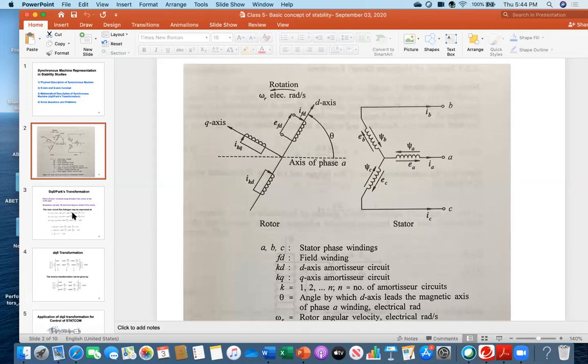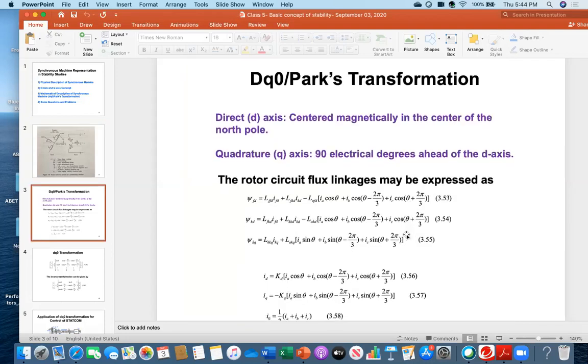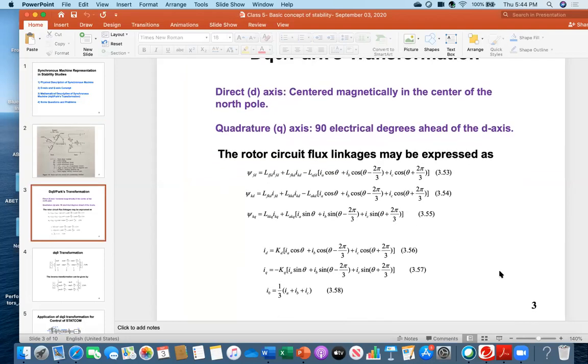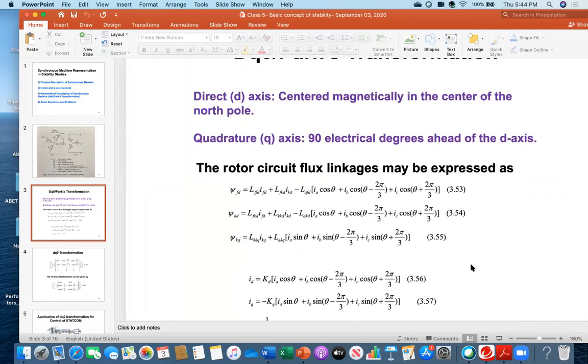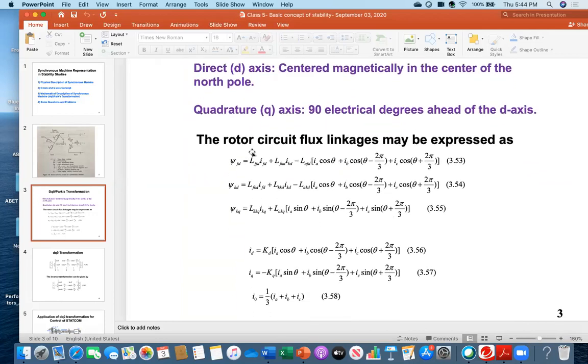That is today's discussion. Therefore, everybody see, I have written down some equation. What I said here, the rotor circuit flux linkage may be expressed as: flux linkage is expressed by the symbol psi, and psi means multiplication of current and inductance. Everybody, note down in your paper: flux linkage is the multiplication of current and inductance.